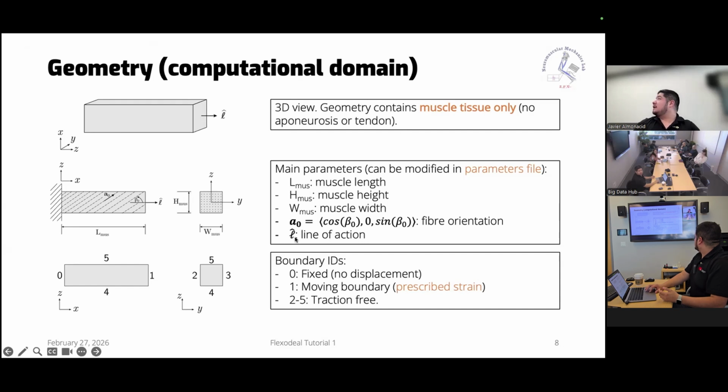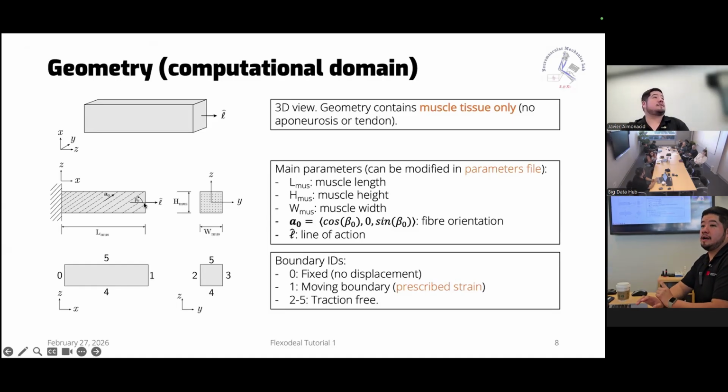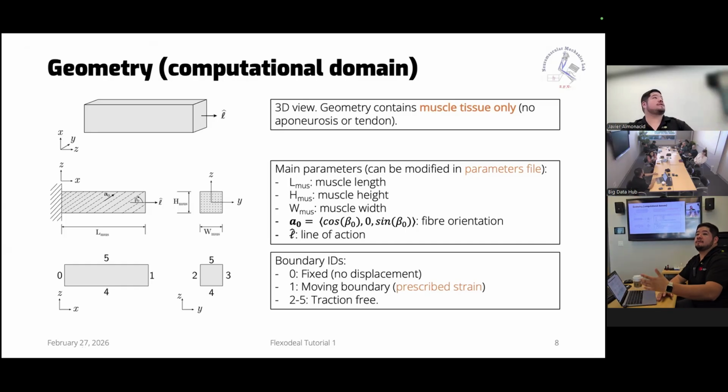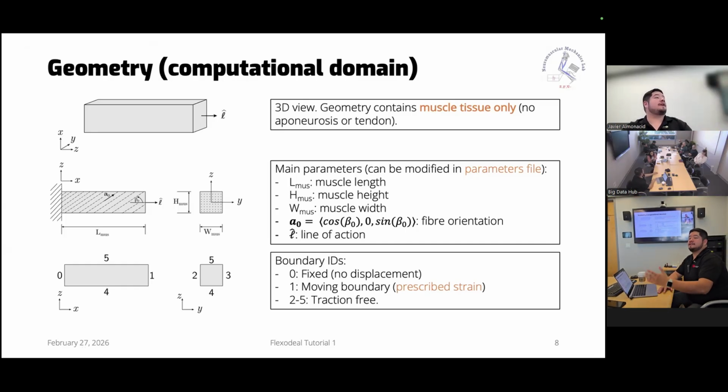L here, or L hat, would be the line of action. Now the line of action is set to be the x-axis for now. Eventually in future versions of Flexodeal we might modify that. But for now it's set to the x-axis, meaning that you better orient your meshes to align with that line of action, right?